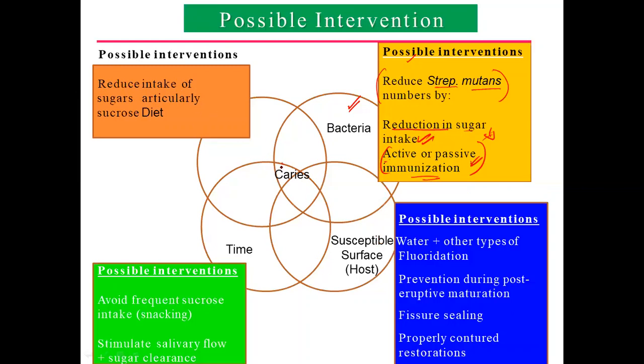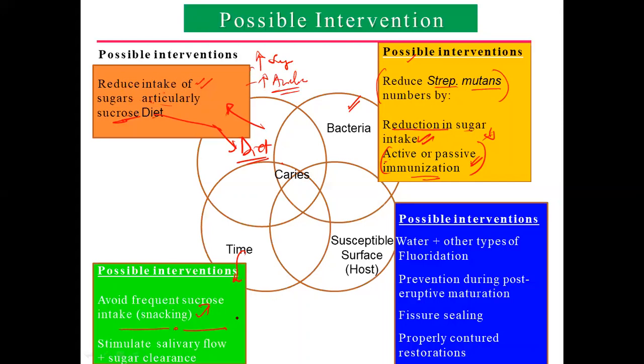Now if we go to caries, another possible intervention is reducing the intake of particularly sucrose. So this is diet. Diet is also important in intervention, as in you reduce food that is high in sugar content, and also food that is acidic. Okay, mostly not food, like fluid. Also time. So avoiding frequent sucrose intake, that is constant snacking, and trying to stimulate salivary flow.